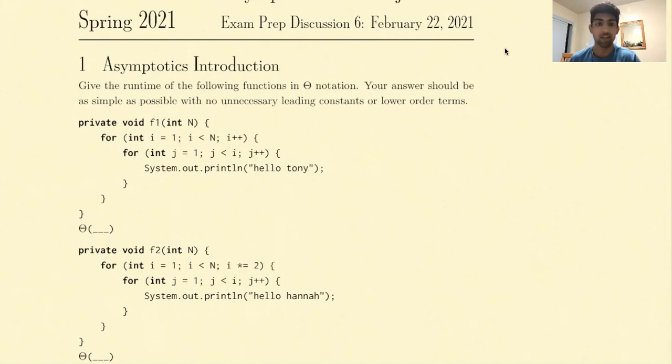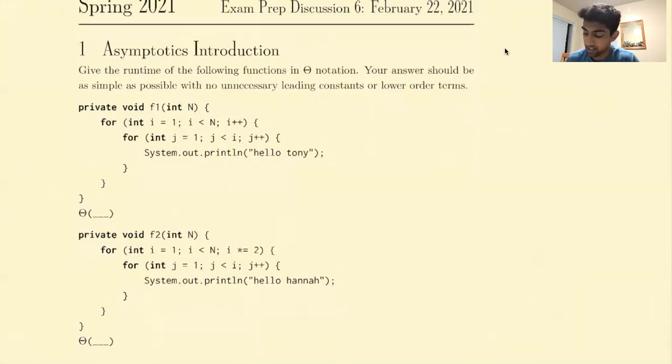Okay, so diving in, this question states, give the runtime of the following functions in big theta notation. Your answer should be as simple as possible with no unnecessary leading constants or lower order terms. So what this is saying is that if we calculate our runtime somehow, let's say it's exactly n squared over 2 plus n, okay?